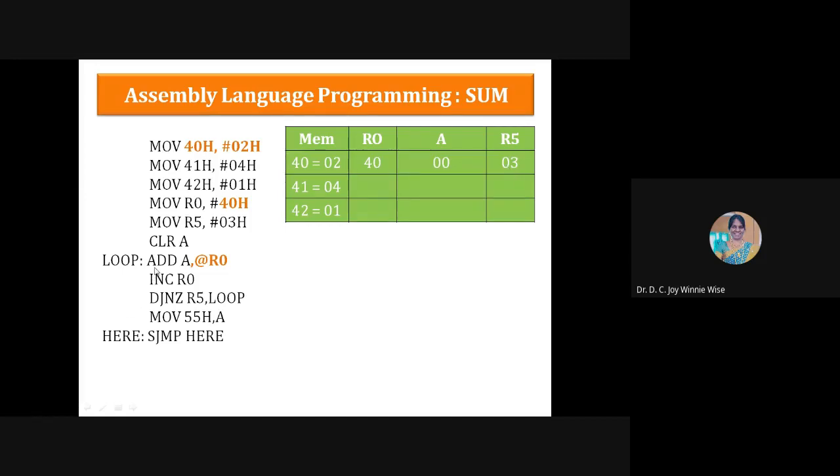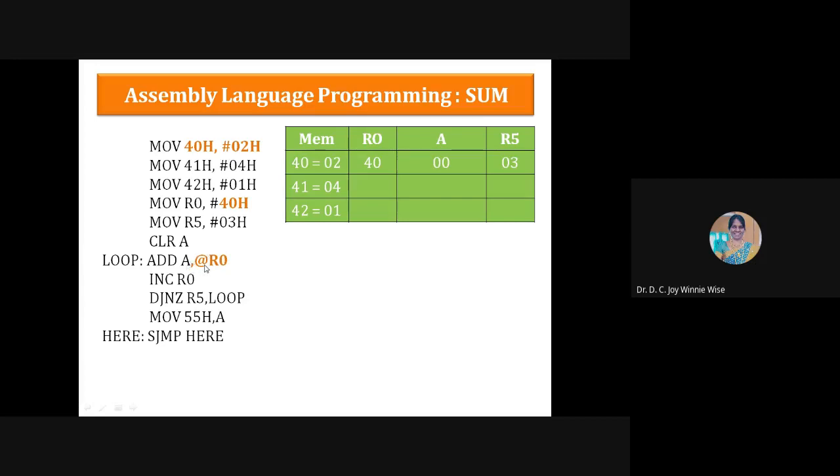So next instruction is, see here, add A comma at R0. It means it is indirect addressing. So it will refer R0. What is R0? R0 is 40. Okay, see here R0 is 40. So what is the data in that address? It is 02. Data in that address will be added with accumulator. Hope you got it. At R0 means data in this address must be added with accumulator.